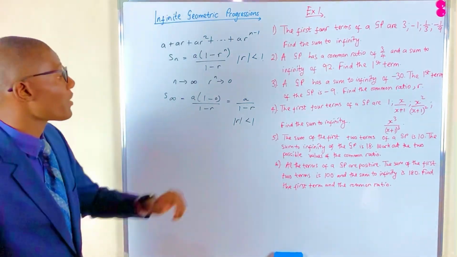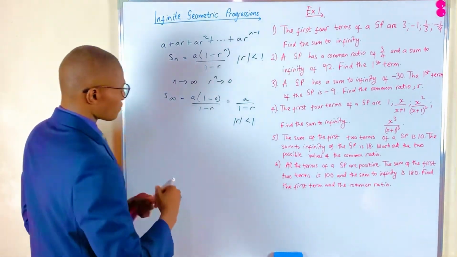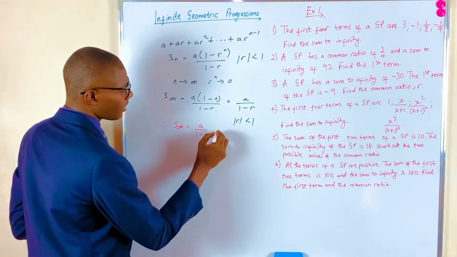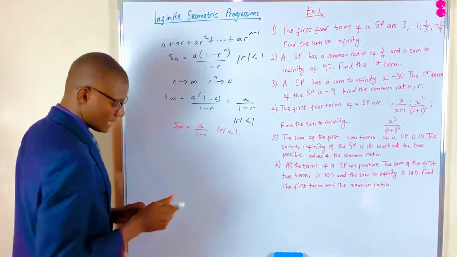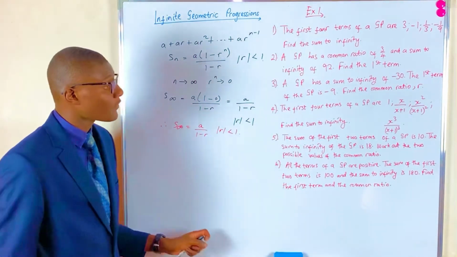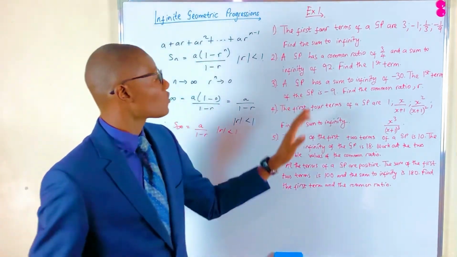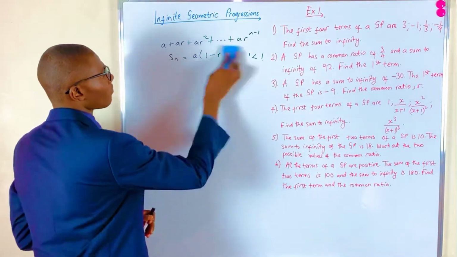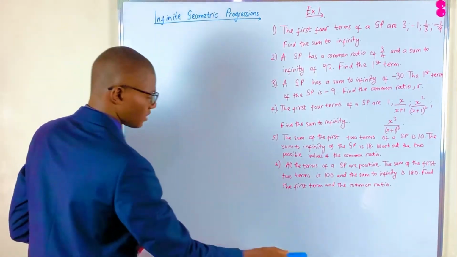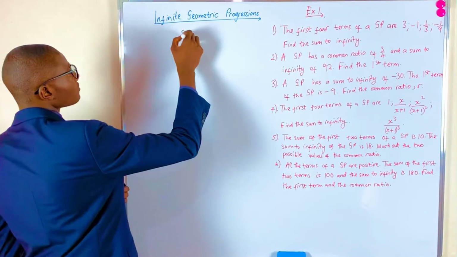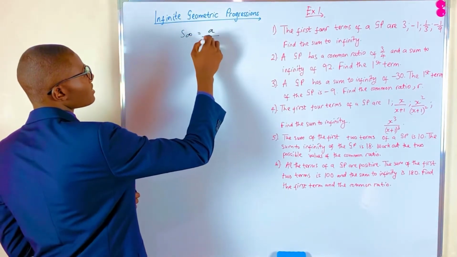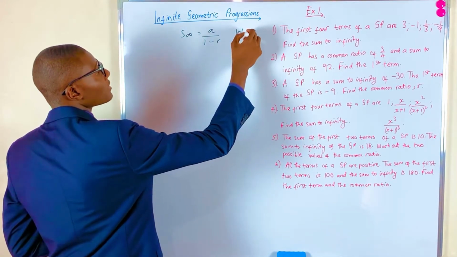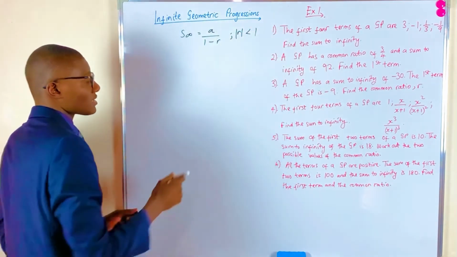So this is what we call the sum to infinity, right? So therefore we're simply saying the sum to infinity is given by a/(1 - r), for which the modulus of r is less than 1. So that's the formula that we're going to use, which applies to solve these questions. So allow me to erase this. What's important to take note of is that sum to infinity is given by a/(1 - r), for which the modulus of r is less than 1.